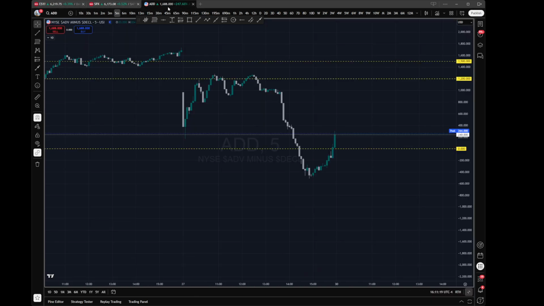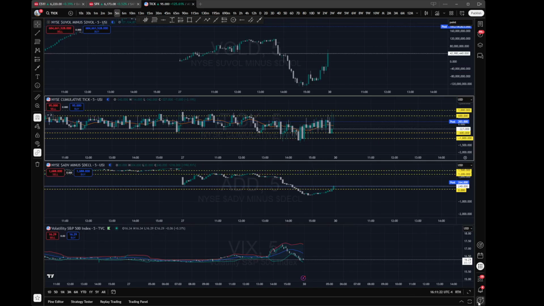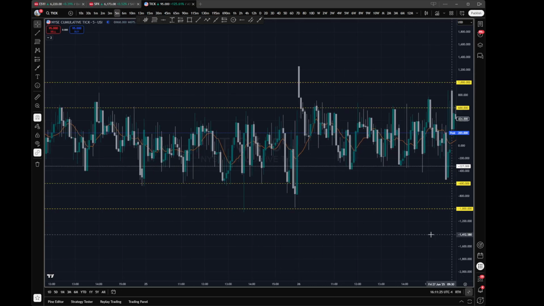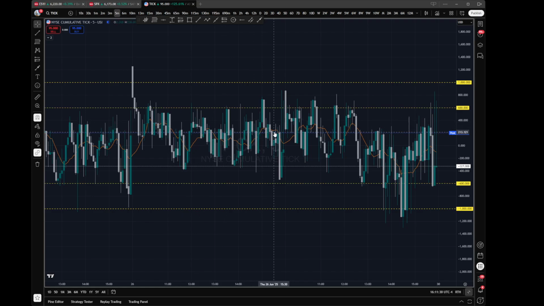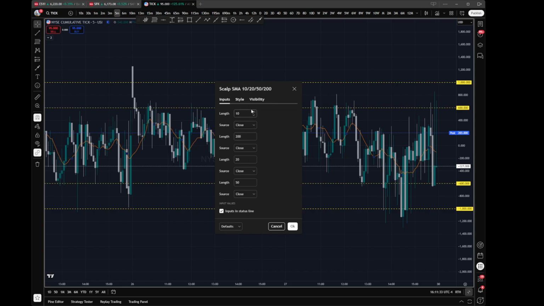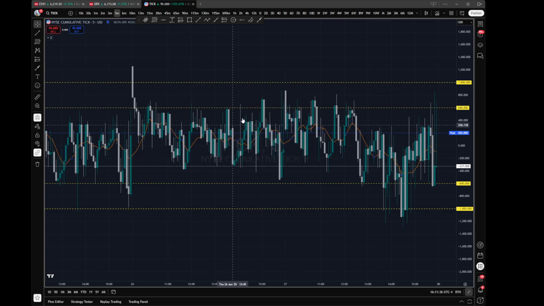But also, I like to use TICK. Yesterday, TICK was staying mainly positive and above the 10 SMA. So it was telling me, hey, this thing wants to keep going, especially once you get above 400, then you can look for longs, especially if it stays up there. Anything between 400 and negative 400 just tells you that today might be choppy.